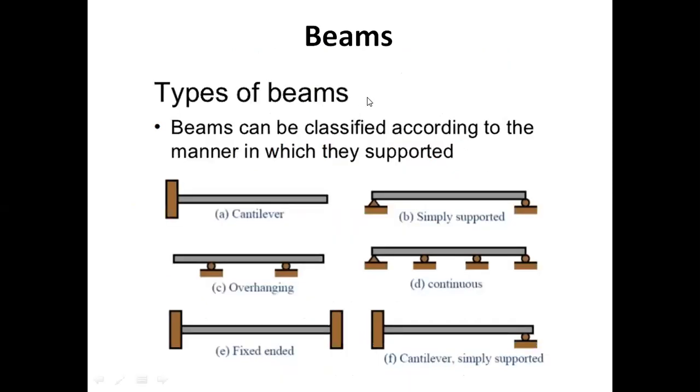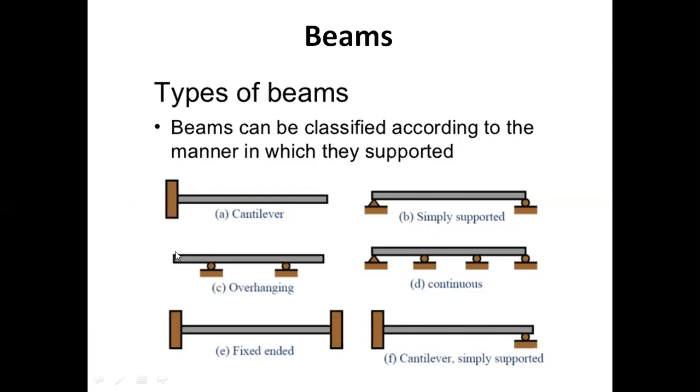Types of beams. Depending upon the supports, we could have a number of types of beams. Beams could be classified with respect to the types of support. And here you could see that one end of the beam is free, whereas the other is fixed. This type of beam is known as a cantilever beam. Here, both of the ends are supported. Here we have a fixed support, and here we have a roller support. This is a simply supported beam.